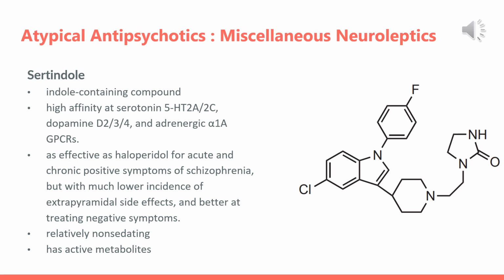For sertindole, it's an indole-containing compound with high affinity at serotonin 5-HT2A and 2C, dopamine D2, 3, and 4, and adrenergic alpha-1A GPCRs. It has no affinity at cholinergic M1 to M5 GPCRs, and it's as effective as haloperidol in the treatment of acute and chronic positive symptoms of schizophrenia, but with much lower incidence of extrapyramidal side effects and better at treating negative symptoms. It's relatively non-sedating and it has active metabolites.